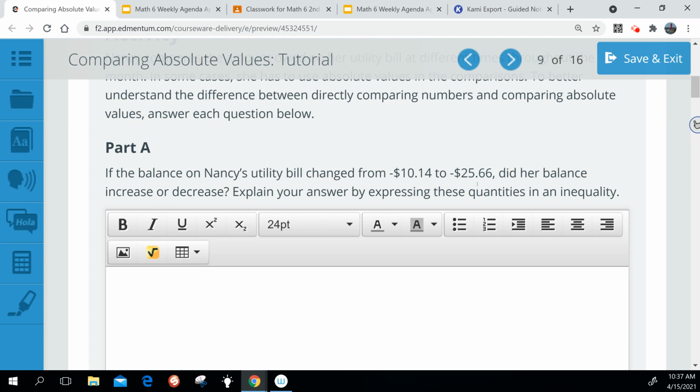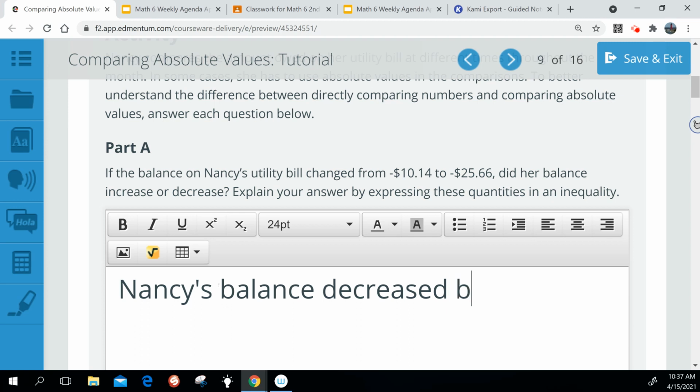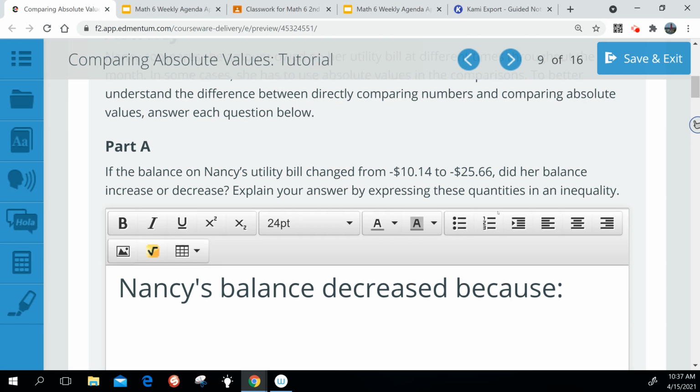Right now, if I just looked at a number line, just put that bill on a number line, would that bill have gone down or gone up? Down. So even though that's a little confusing, which is why we're doing this one together, okay? Nancy's balance decreased because, and then I'm going to put a little inequality, because see how it asked us to express this quantity in inequality?